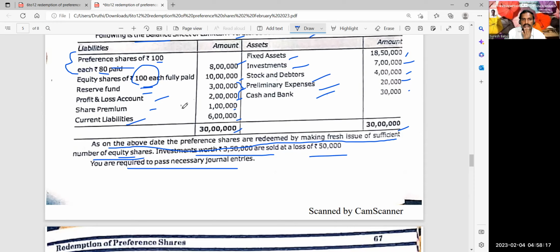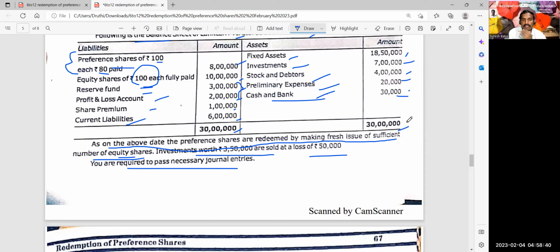100 rupees. 10,000 into 100 is how much? 10 lakh rupees. So 10,000 shares need to be issued to raise 10 lakh rupees. Then you make the payment. Before that, what is very important? Cash and bank, you have 30,000 rupees only. New shares you are issuing, so then you are getting 10 lakh rupees.